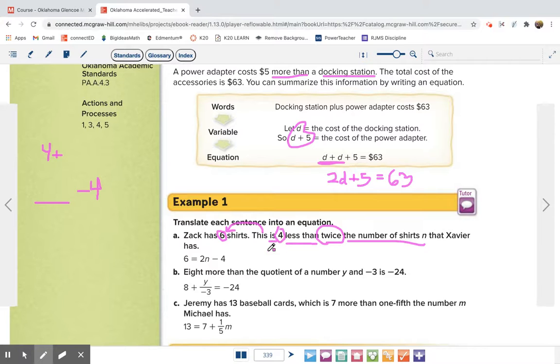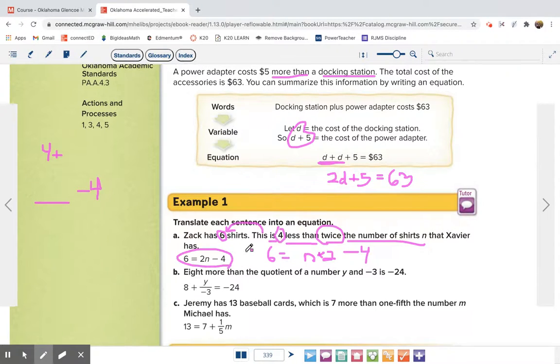So we have so far 6 equals. I like to just write stuff down and then piece it back together. Minus 4. So now next is twice. We know twice means something times 2. We just don't know what yet. So something times 2. They tell you what's times 2 right behind it. The number of shirts. So we have 2 times n. Okay, but we don't write it like that. We always put the number out front. So 2n. And that's all the information we're given. So we piece it together. 6 equals 2n minus 4. That would be your answer.